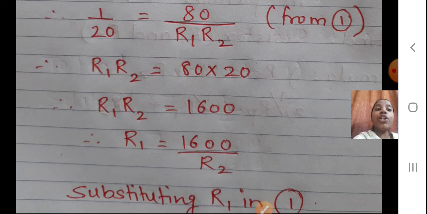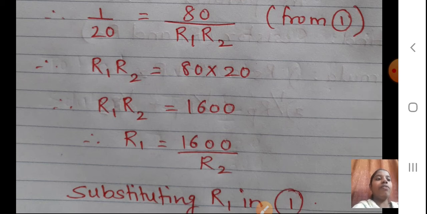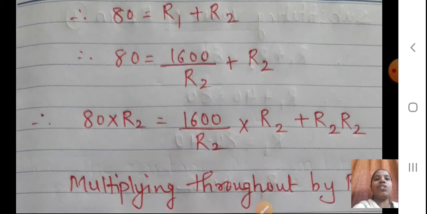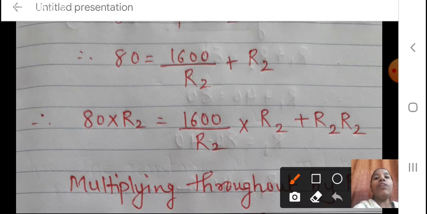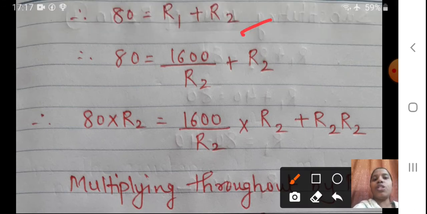Substituting R1 in equation 1 which we have taken. We will just see which equation that is. See, this is that equation, 80 is equal to R1 plus R2. Yes, this is our first equation, we have written it. Now you know R1, only now you have got the R1 value, 1600 upon R2. I substituted that, plus R2 as it is, and 80 also as it is I have written.